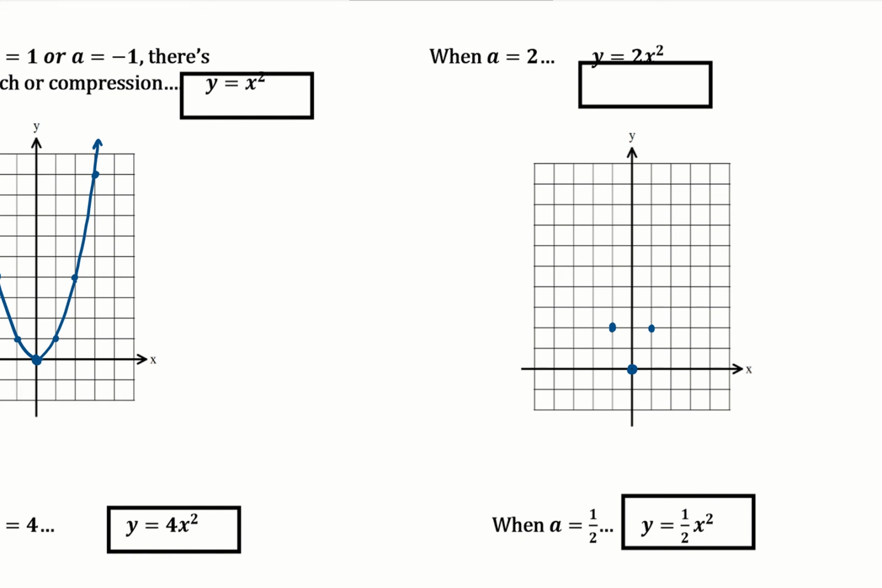Normally, when we go 2 from the vertex, we go up 4. When the stretch is 2, we have to go up 2 times 4. So we're going to go up 8. 1, 2, 3, 4, 5, 6, 7, 8. Again, that's on both sides because of symmetry. So the parabola will look something like that.